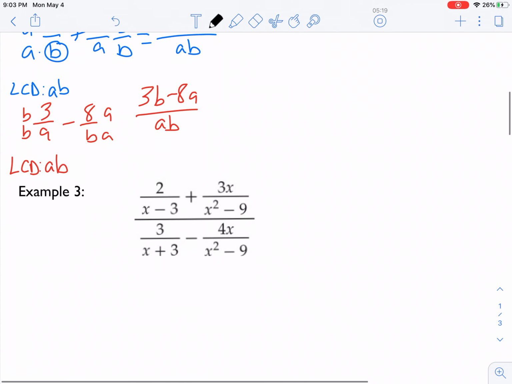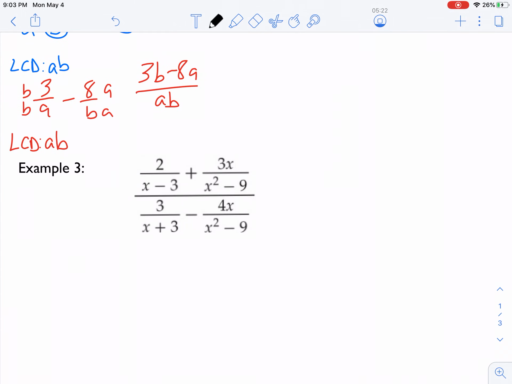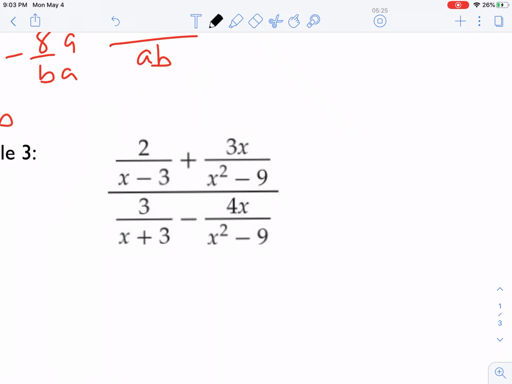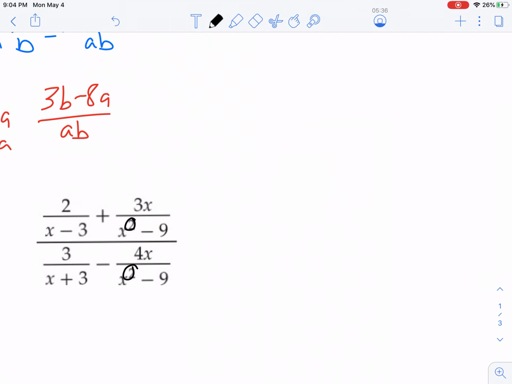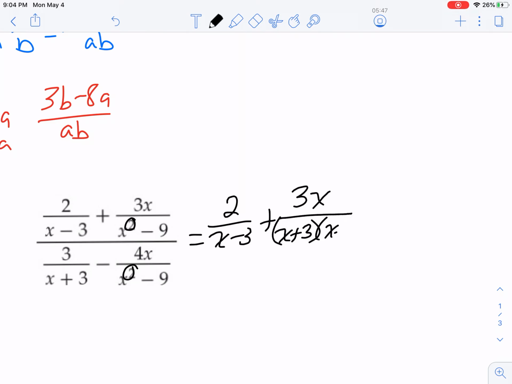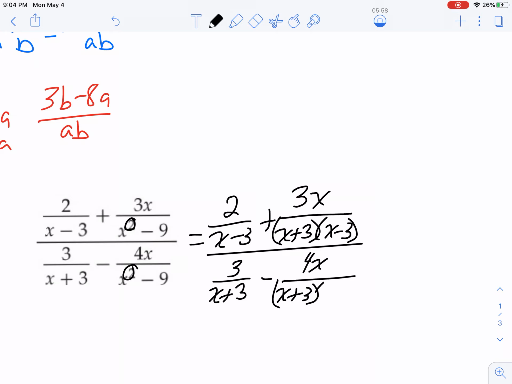Alright. Example 3 is just a little bit more difficult for the simple fact that we need to factor first. And again, look at my denominators. I see a squared on my x. That should be a good hint. Okay, I need to factor. So I'm going to first rewrite this as 2 over x minus 3 plus 3x over x squared minus 9. Well, that's a difference of squares. Hopefully by this point you're familiar with that. All over 3 over x plus 3 minus 4x, again, difference of squares, x plus 3, x minus 3.